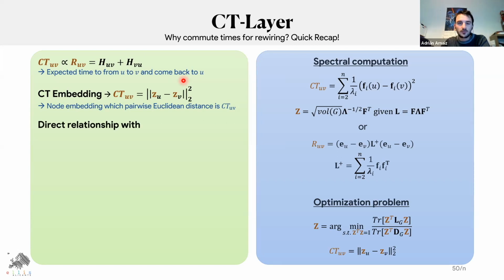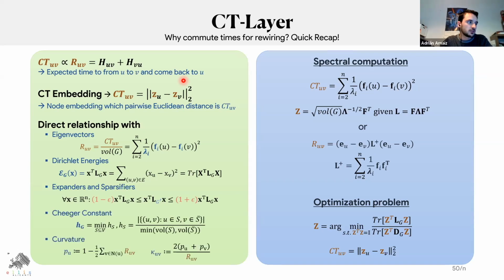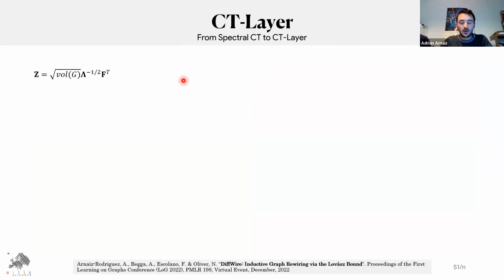And they are very informative because they have this direct relationship with the eigenvectors, as we have recently said, with the Dirichlet energies as well, with the expanders and sparsifiers, and also with the Cheeger constant and curvature that we will see. So this slide is just the quick recap of why we are using commute times for rewiring, because it's very informative. So we are going to present CT-Layer. CT-Layer is a GNN layer that literally learns this commute times embedding, and then you can use it for performing rewiring, for example.